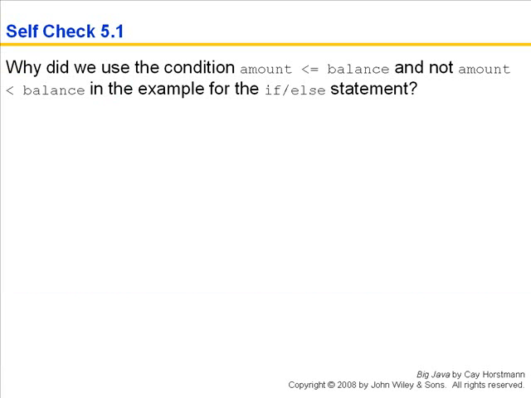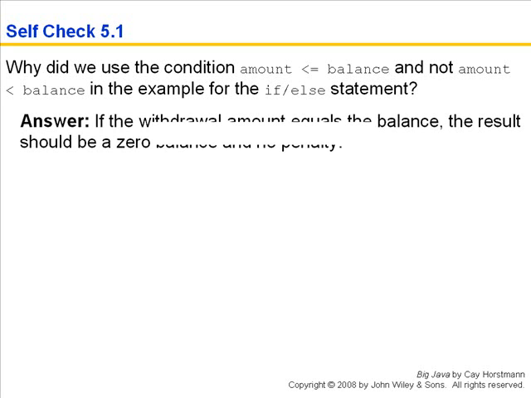Here's what Horstmann's asking: why didn't we use amount less than balance versus amount less than or equal? And he's really just raising a business issue here, not necessarily a Java issue. If the withdrawal amount equals the balance, the withdrawal should be able to be made, and the resultant should be a zero balance and no penalty. Notice that you can test whether things are equal, one's larger than the other, one's smaller, or one's less than or equal.